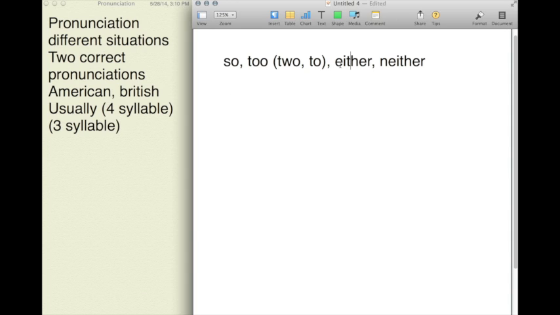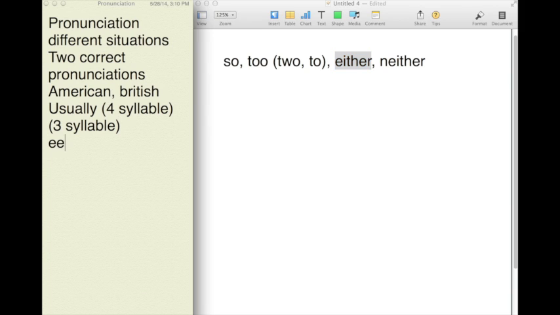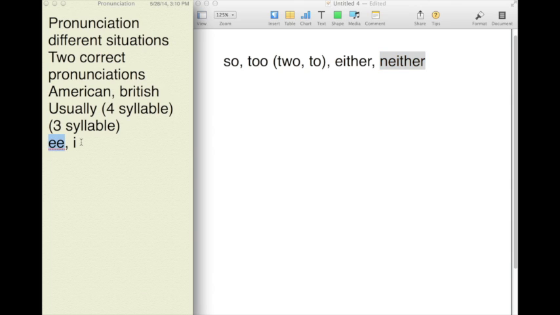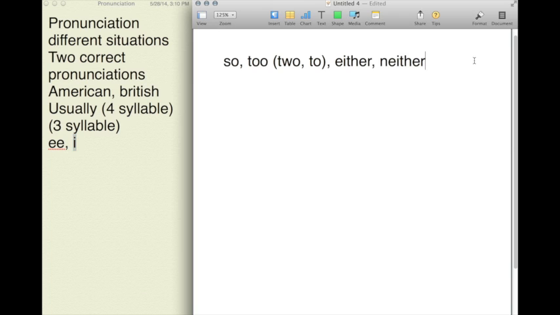So this one you can say as either or either. So as this sound, E, or as this sound, I. And this one is actually the same. You can say it as neither or neither. So it's the same. E, neither, or I, neither. Okay? So you choose which one you like. I usually say either here and neither here. I don't know why, but I just do.